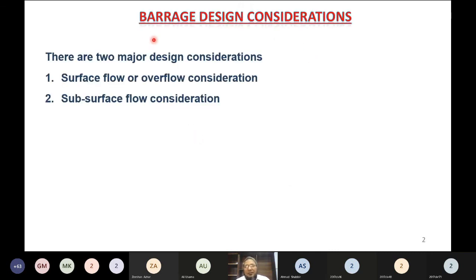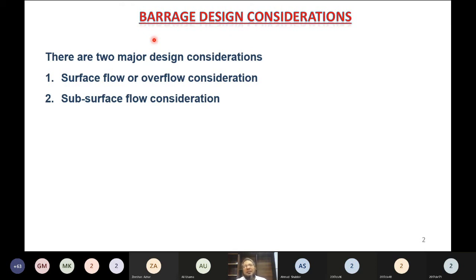We know very well that barrages are provided over alluvial foundations. I think you have an idea. Barrages are provided on alluvial beds. These are not provided over rocks or rocky foundations. As barrages are provided on alluvial beds, a barrage structure must be safe for the surface flow conditions as well as subsurface flow conditions.